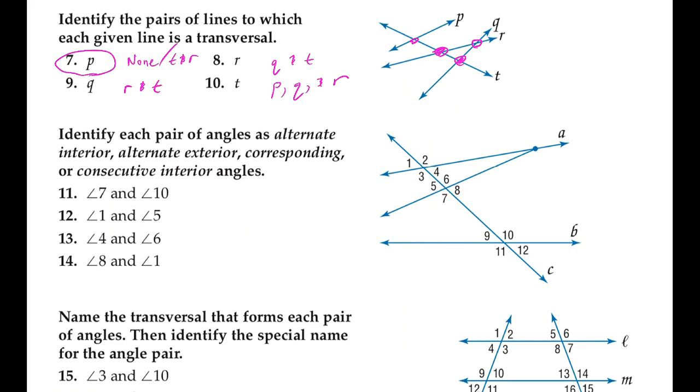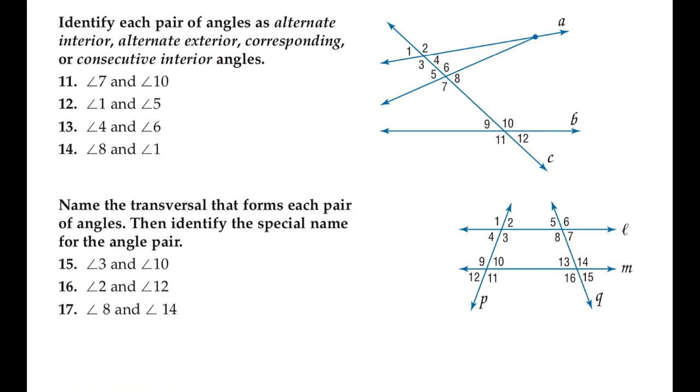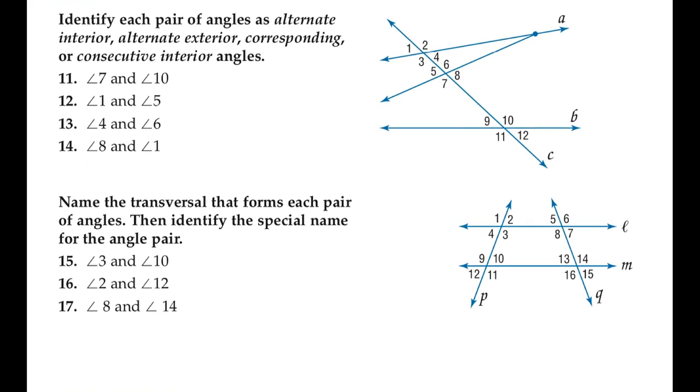Okay, identify each pair of angles as alternate interior, exterior. Got it. Okay, 7 and 10.